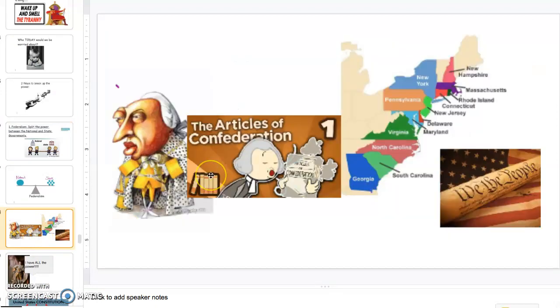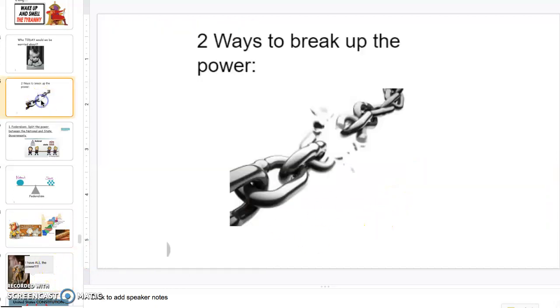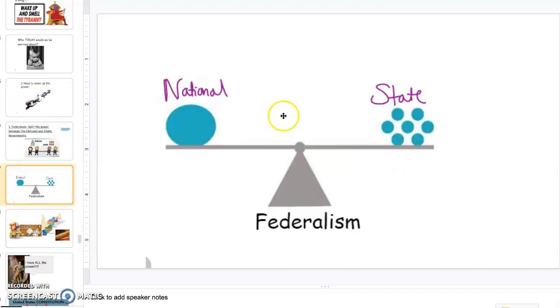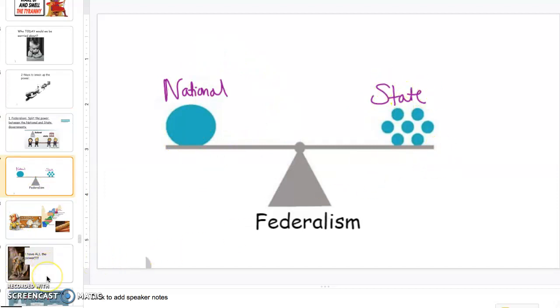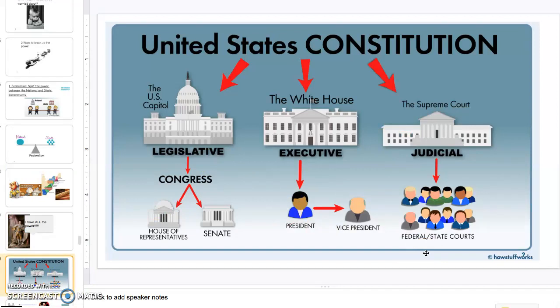So again, we're talking about how the government was set up and how they didn't want all the power to be within one place. They were afraid of that king having all that power. The first way we just talked about was federalism, splitting the power between national, state, and local. The second way they decided to split up the power was that within the national and the state, they were going to break the power into three different branches. I know you probably learned about this in elementary school, so some of this is a bit of a review, but that's okay.